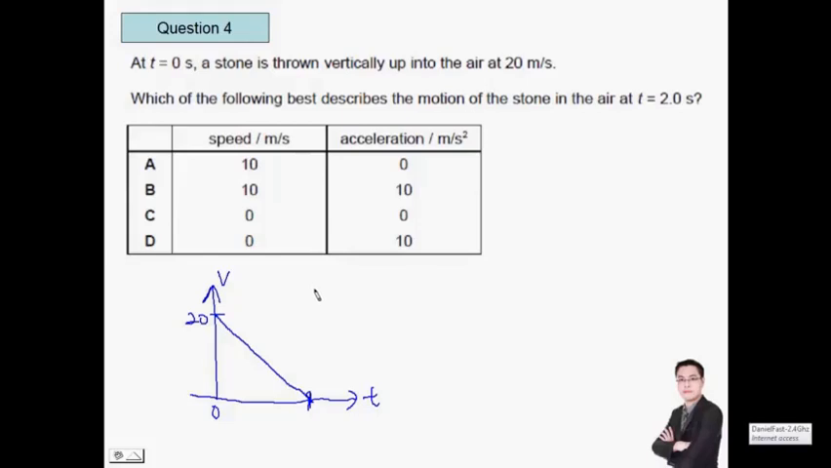So we have 20 divided by t, and this will give us 10. So t is actually 2 seconds, which corresponds nicely with the time given by the question. In other words, at t equals 2 seconds, the stone will have reached the maximum height. When it reaches maximum height, the stone will remain momentarily at rest, so the speed is 0 meters per second. And because the stone is constantly being subjected to gravitational deceleration, the magnitude of the acceleration is 10 meters per second squared. So the answer for question 4 is D.